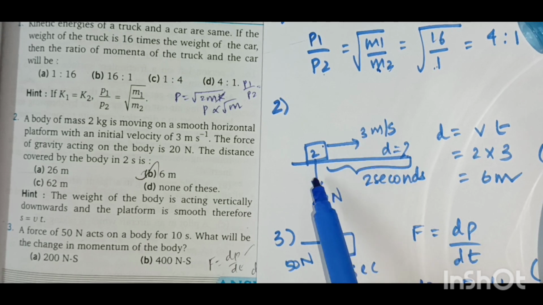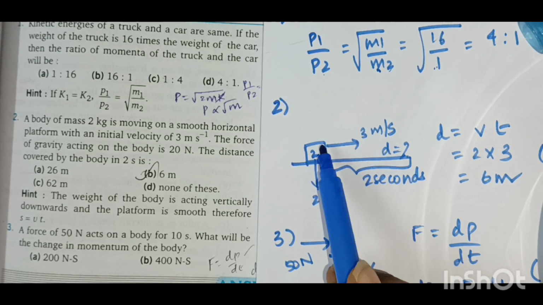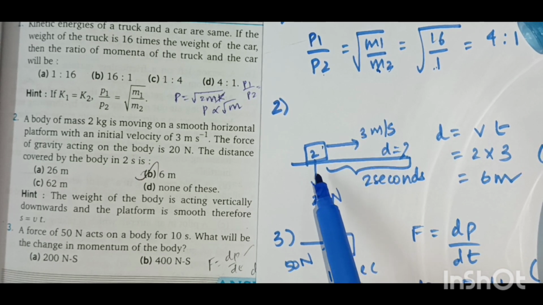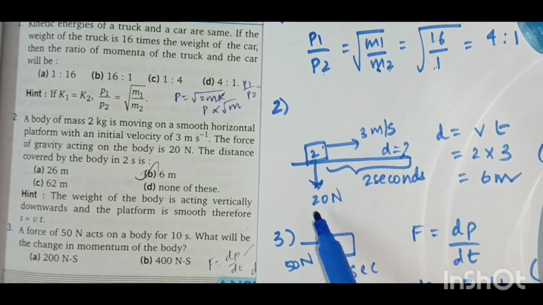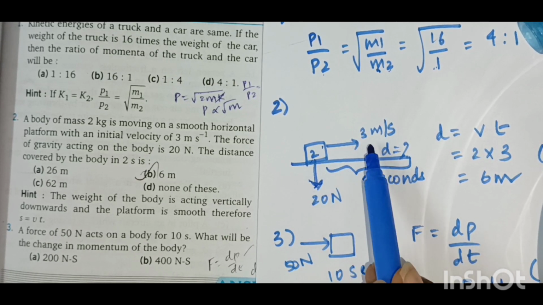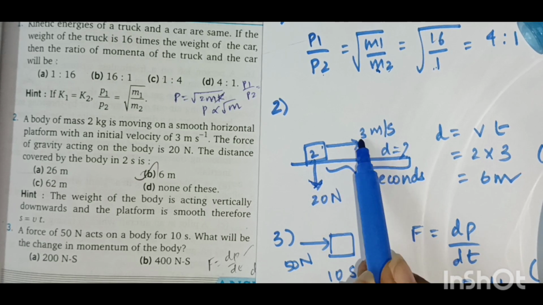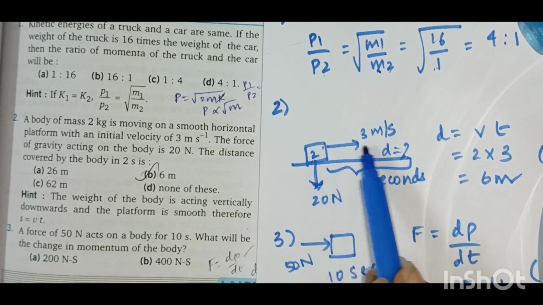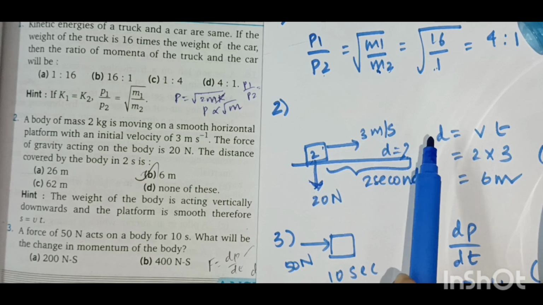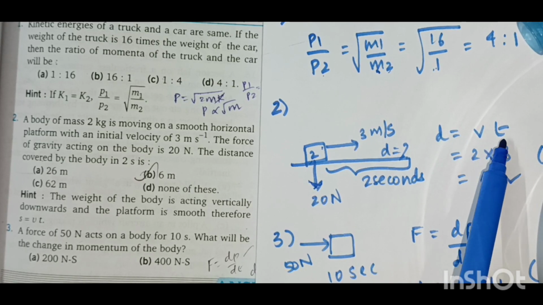They are perpendicular, so this force will not have any effect on the horizontal motion. Okay, so this force will have only effect on this vertical motion and not on the horizontal motion. So in horizontal direction it is not accelerated, there is no acceleration in the horizontal direction. So the distance will be just equals to velocity into time.